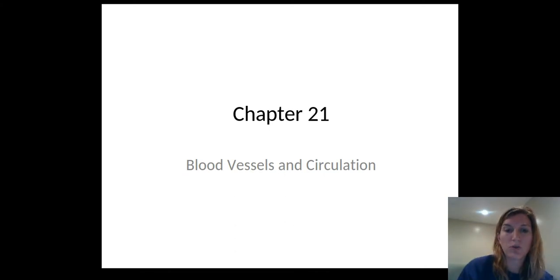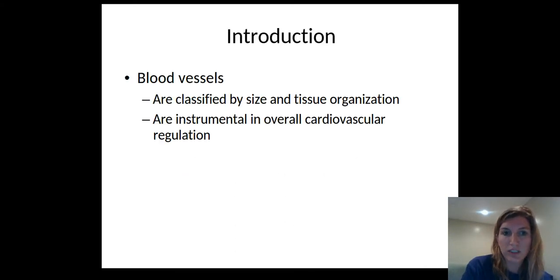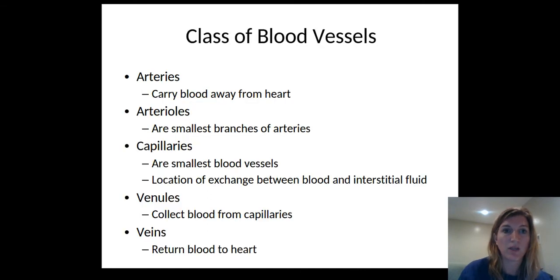So in chapter 21, we're talking about blood vessels and blood circulation. And we're doing just a brief introduction on blood vessels. Blood vessels are classified by their size, by their tissue organization, and obviously we need them for the overall function of our cardiovascular system and the regulation of it. So you can make a classification system of our blood vessels.